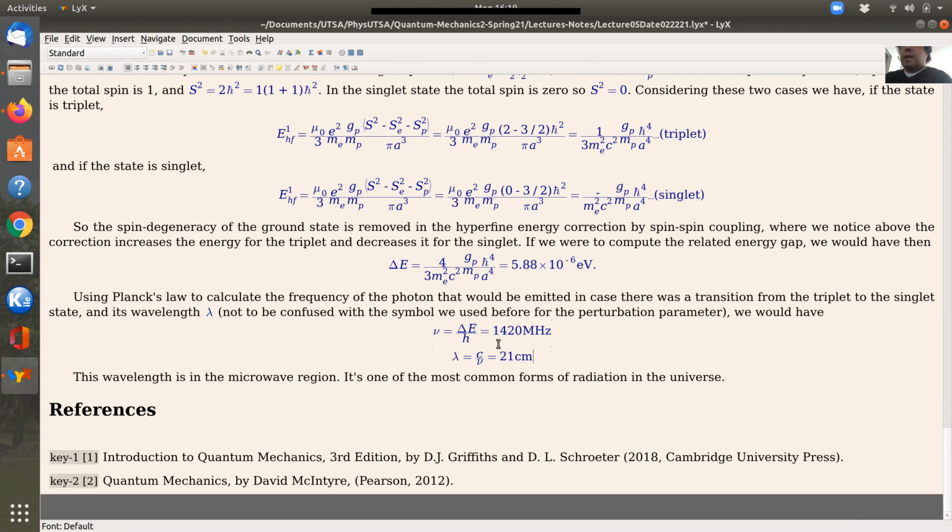The reason I give you these numbers is because on one hand, this wavelength is in the microwave region. And on the other, this wave is one of the most common radiation forms in the universe. So this phenomenon is happening basically outside planet Earth.